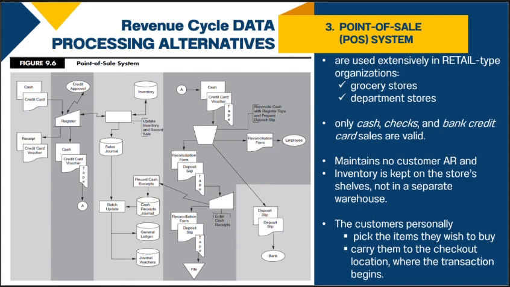Now, the POS systems, like shown in figure 9.6, are used extensively in, as I mentioned, grocery stores, department stores, and other types of retail organizations. In this example, we assume that only cash, checks, and bank credit card sales are valid. Hence, the organization maintains no customer accounts receivable, and the inventory is kept on the store shelves and not in a separate warehouse. And also, the customers personally pick the items they wish to buy and they personally carry them to the checkout location where the transaction begins.